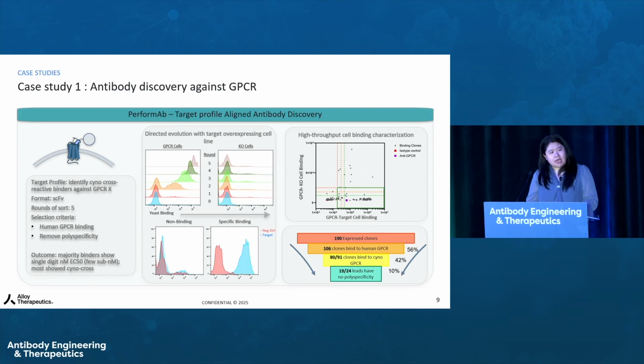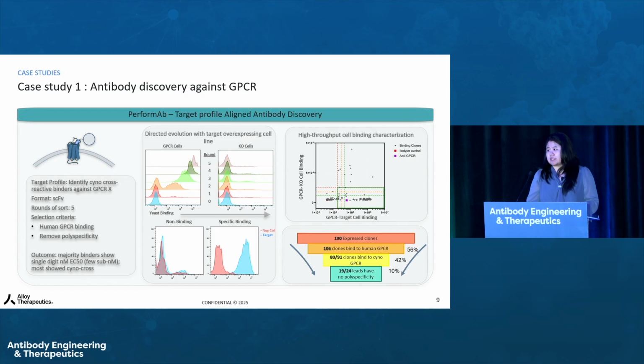And in the middle of the panel, you will see how we did our directed evolution. On the x-axis is the extent to which the yeast library binds to either the GPCR-expressing cells or the knockout cells, which are our negative control. On the y-axis are the rounds of sorts that we have done. We can see a very clean background on the knockout cells from round 0 to round 5, and we have really nice enrichment going from round 1 towards round 5, binding to the target GPCR on the cell surface.